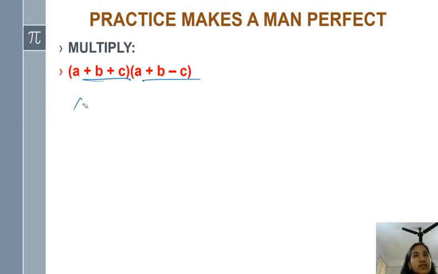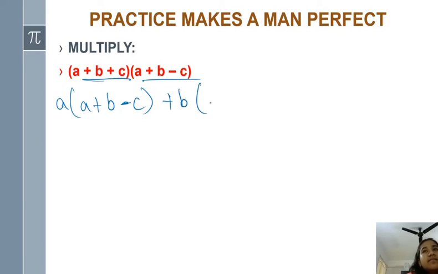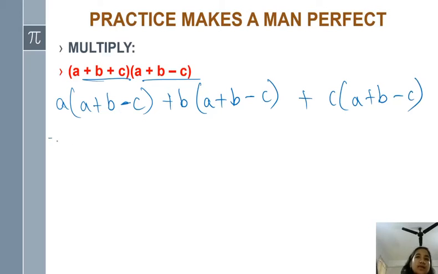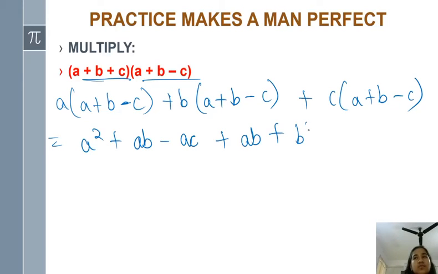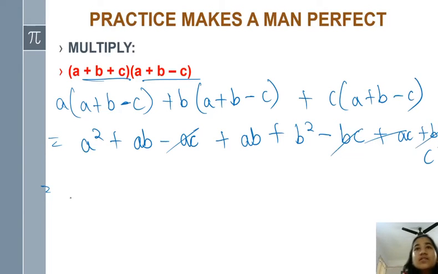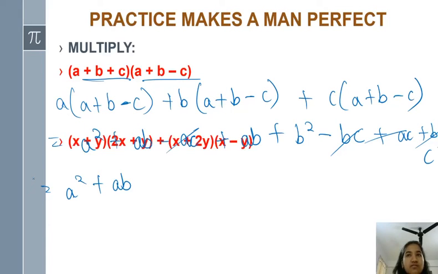Actually, you can do one more thing. You can do a plus b minus c: a into a plus b minus c, plus b into a plus b minus c, plus c into a plus b minus c, is equal to a square plus ab minus ac plus ab plus b square minus bc plus ac plus bc minus c square. Now just group the like terms: minus ac plus ac cancel, minus bc plus bc cancel.